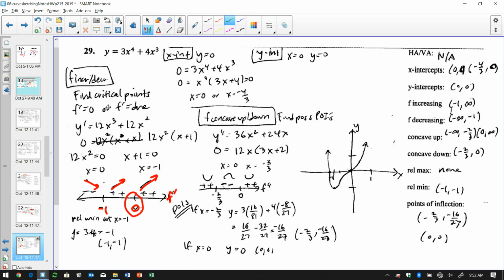So this is what your function looks like. Any questions? Is this your last problem? Okay, let us go back, and I'll post these solutions online so you can take a look at my solutions.